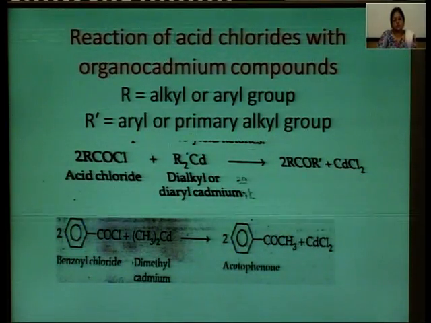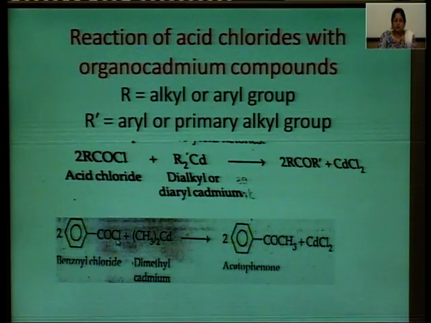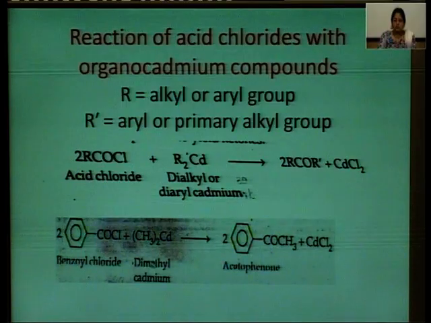Next method is the reaction of acid chloride with organic cadmium compound. Acid chlorides, when treated with organic cadmium compounds, that is dialkyl or diaryl cadmium, form the ketone plus cadmium chloride. For example, benzoyl chloride upon treatment with dimethyl cadmium forms acetophenone. The benzene ring and the CO of this remain intact. The chlorine from benzoyl chloride is lost, and cadmium from dimethyl cadmium is lost, and we get acetophenone.